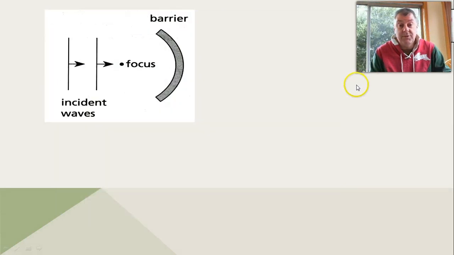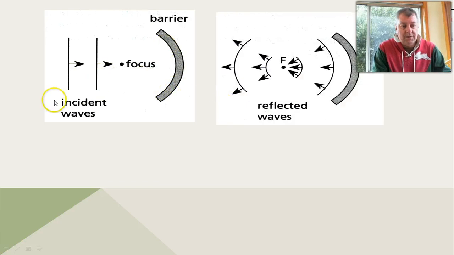So let's look at some different shape barriers. They don't have to be straight, they can be curved. And here we have our wavefronts coming in. This is the focus point for this curved barrier, and these are the incident waves, and these we would call the reflected waves. And notice that we have straight lines in, but we get curved wave fronts out, and the curved waves condense and focus on that point and then go through, and we'll try and demonstrate this in class as well.